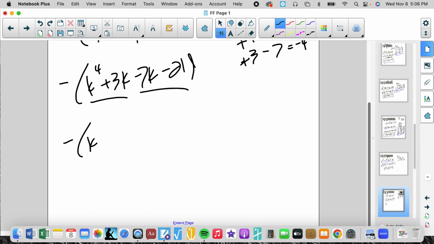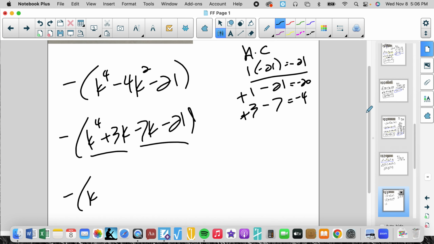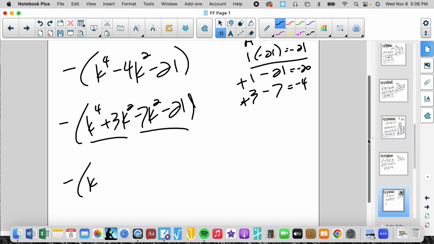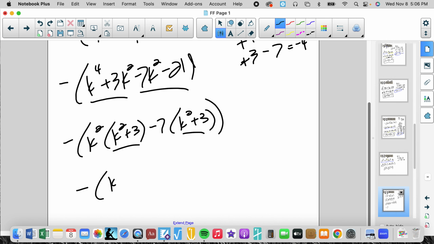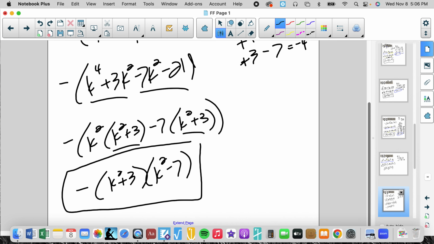I have negative. I'm going to factor out a k squared. Made a mistake there. Thank you for catching that. We get k squared plus 3. We're going to factor out a negative 7, and we get k squared plus 3. These are the same. So we have that negative, then we have our k squared plus 3, and then we have k squared minus 7. Oh, that's a good one. All right. Rolling along.